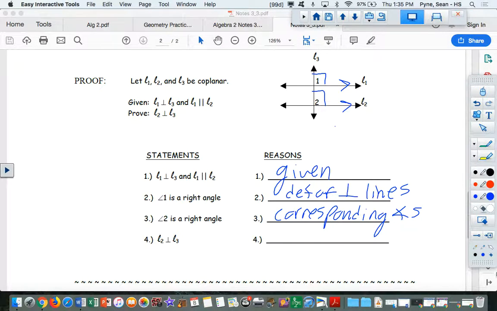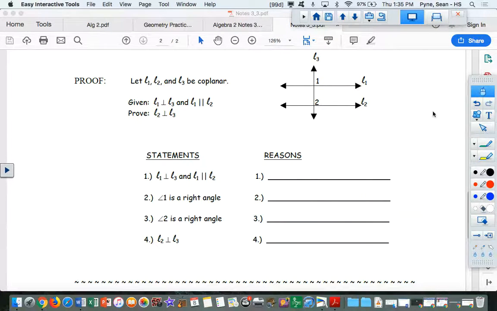How do I go from knowing that angle 2 is a right angle to now knowing that those are perpendicular? Definition. That's a good start. Definition of a right angle. All right, we're told that we have a right angle. We just proved that it is. And right angles make perpendicular lines. All right. Any questions?